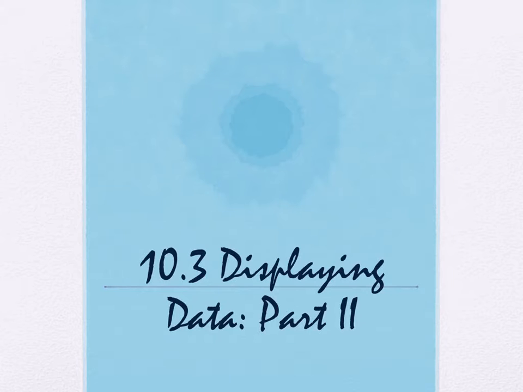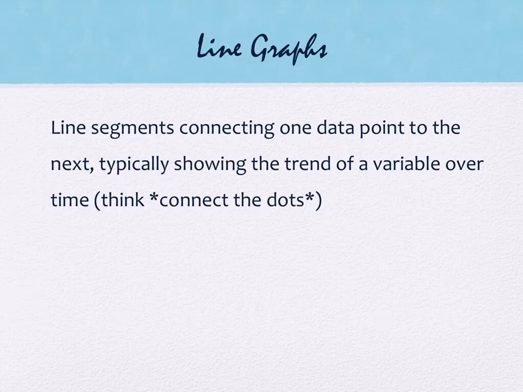Section 10.3 is displaying data, part 2. The first data that we're going to look at in this one is a line graph. A line graph is just line segments that connect one data point to the next, and they typically show how something changes over time. We want to think of this like connect the dots.